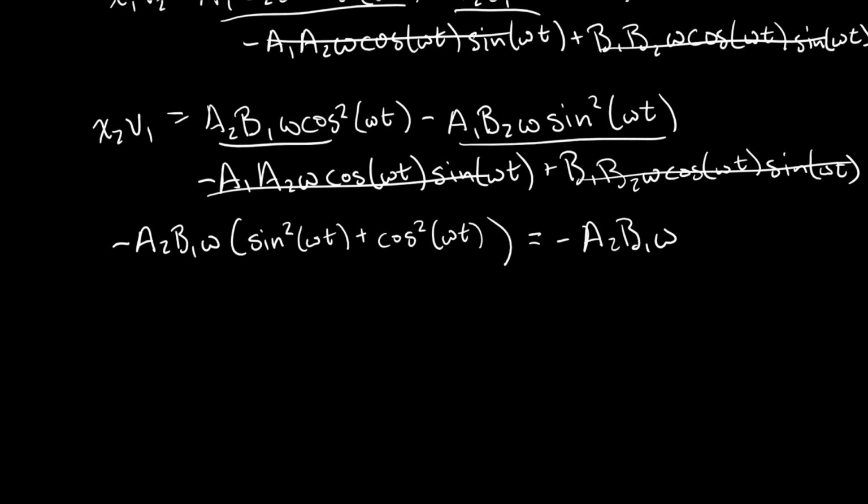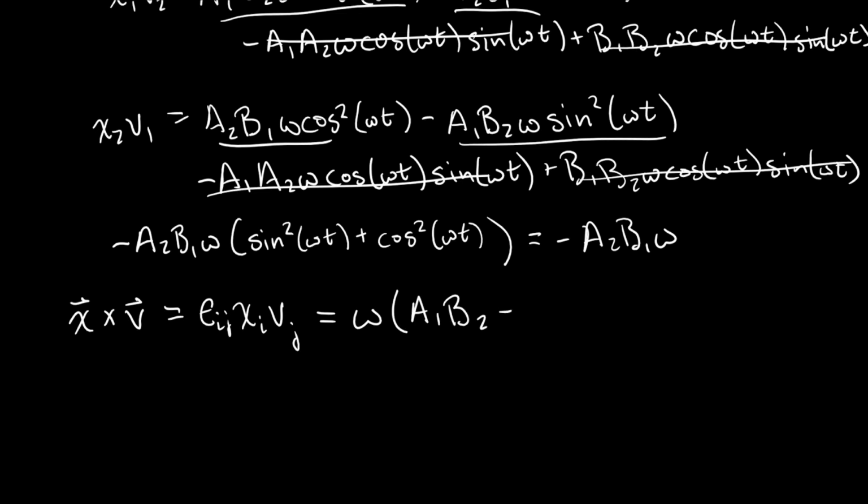So when all is said and done, when we actually take this cross product, cross product being in quotes, we have epsilon ij, xi, vj. And this actually ends up, pretty amazingly, being constant, minus a2, b1. This is a constant.